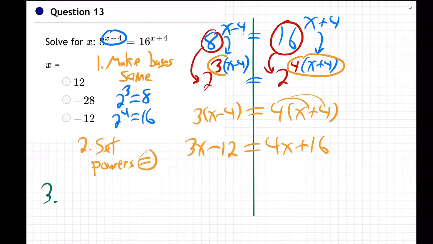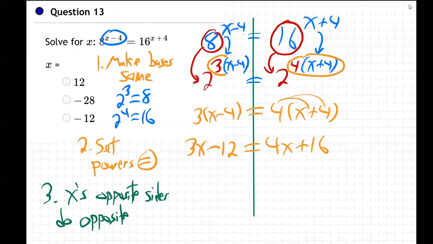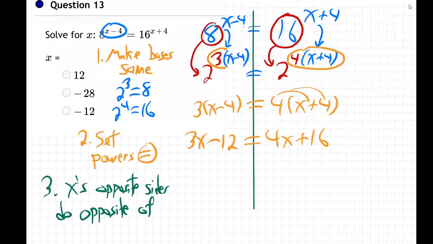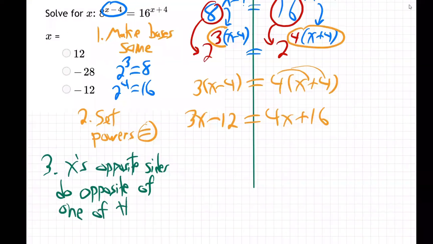You remember? X's on opposite sides. Do the opposite of one of them. It doesn't matter which one. Just do the opposite of one of them.